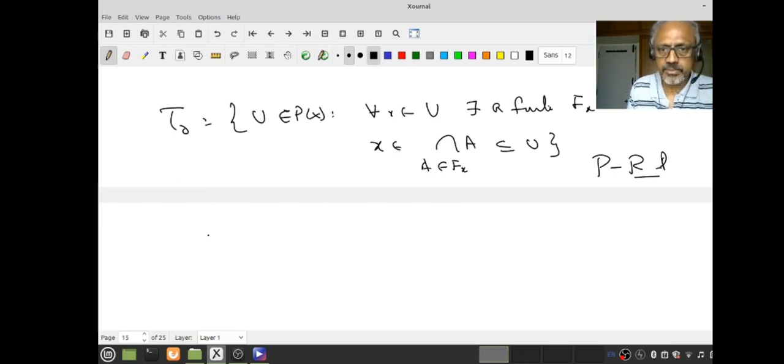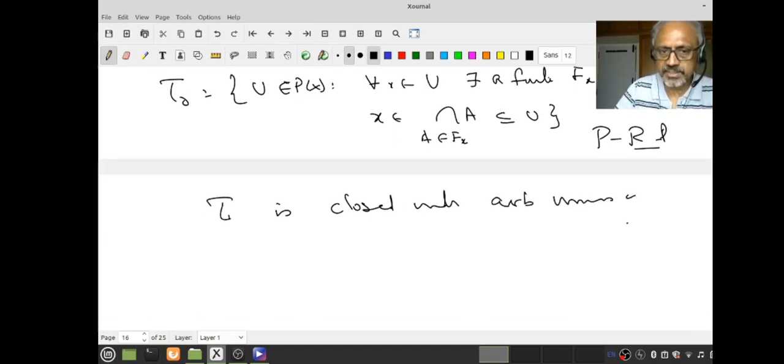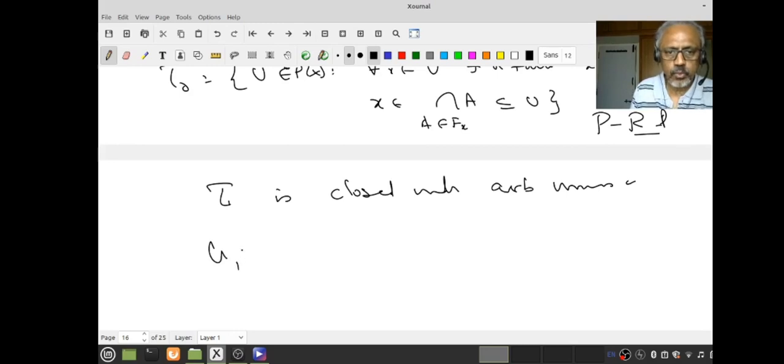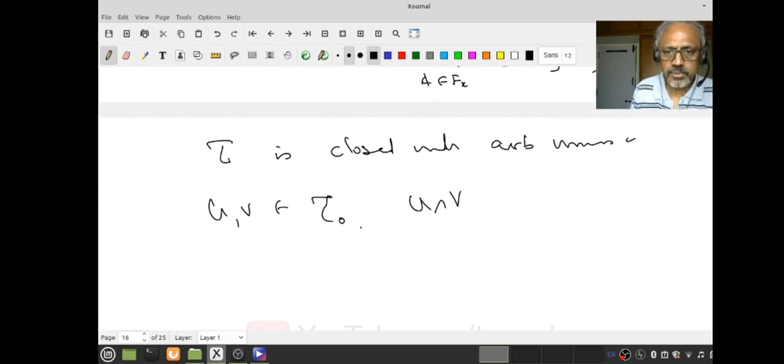So I have tau naught like this, right? What did I do? Tau naught is closed under arbitrary unions. Now let's look at intersection. Suppose U, V are in tau naught, then U intersection V. Now what do I know? I want to prove whether it's in tau naught.